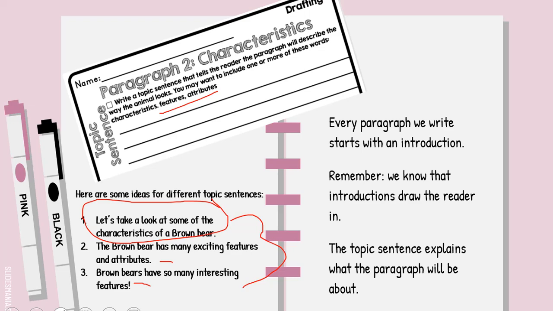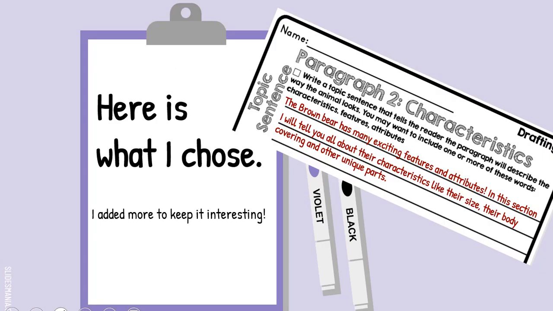I don't want 23 topic sentences to say, let's take a look at some of the characteristics of a brown bear, okay? There are the words up here, characteristics, features, and attributes that you can use in your topic sentence if you would like to, but you don't have to. It's up to you. So that's the first part.